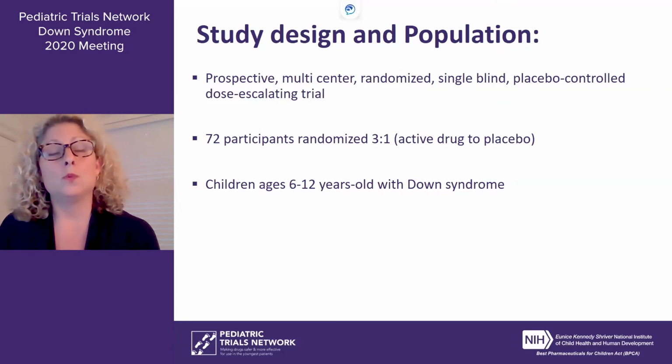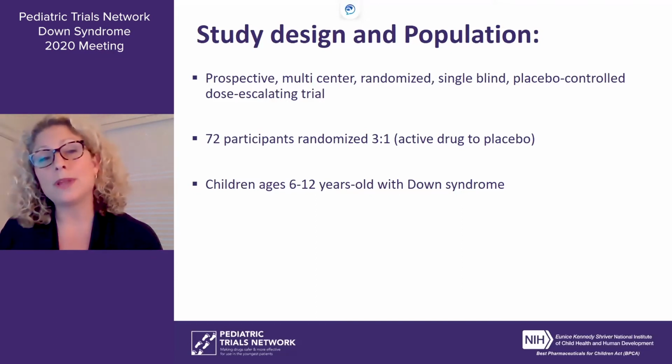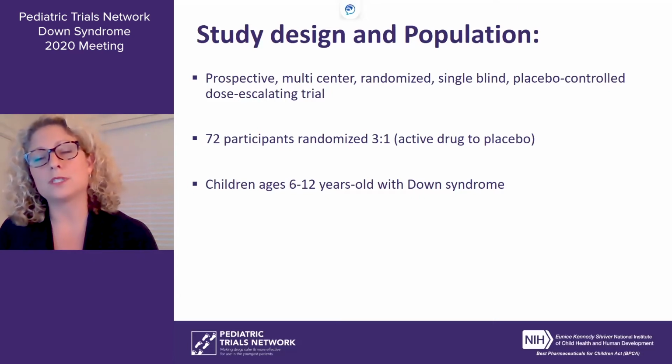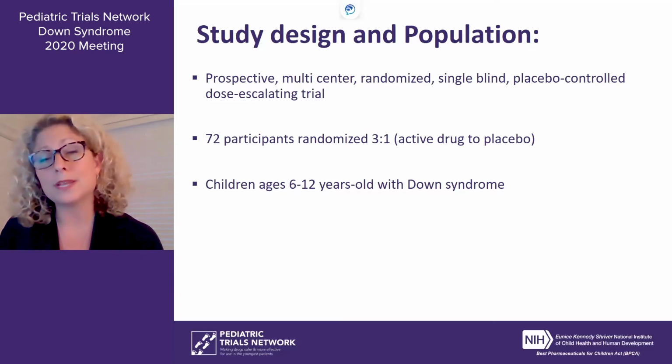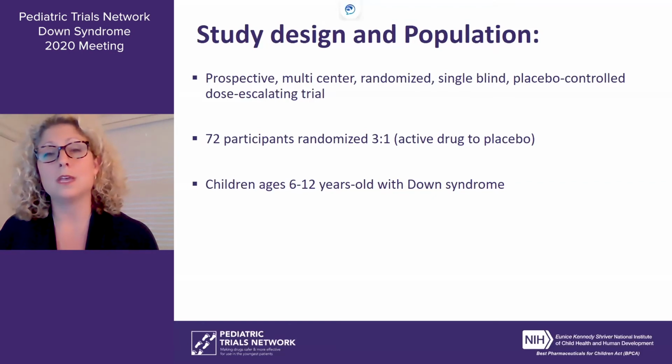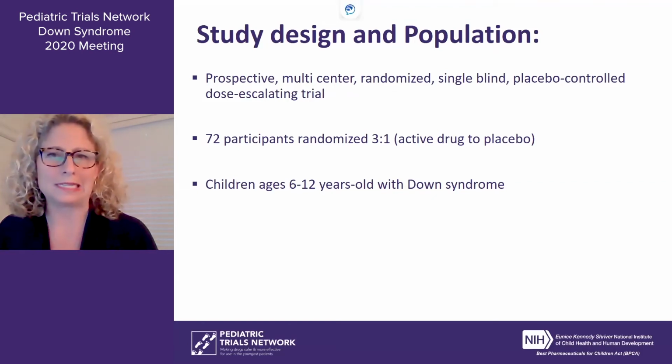We will need to enroll 72 participants, and that actually takes into account a 20% dropout rate. And those patients will be randomized 3-to-1 active drug to placebo. That means that 25% of the patients that are enrolled into the study will be on a sugar pill or on an inactive pill.